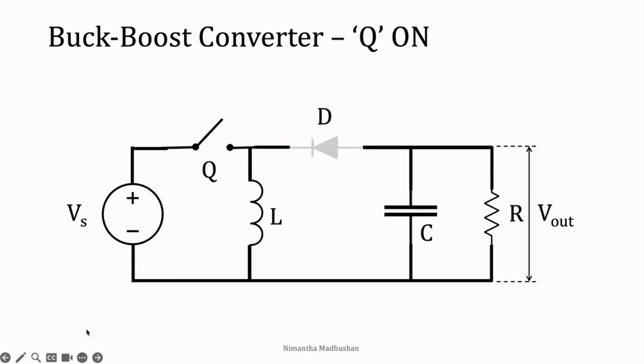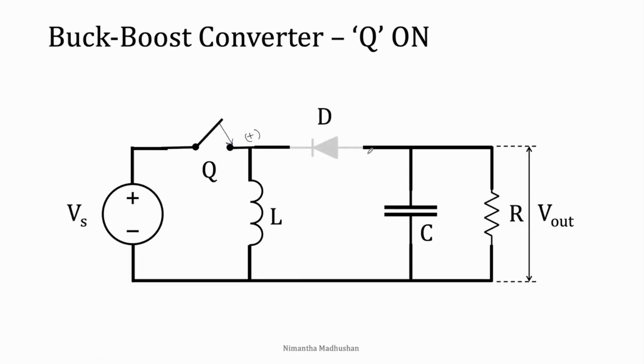If the switch is on, switch means this Q, this path is closed, and if we consider this loop, this will be the closed loop, and positive voltage is applied to that point. If we consider this diode, this is the cathode of the diode. Then positive voltage is applied to the cathode of the diode. Then this diode is in reverse bias mode. Then this one is set as an open circuit.